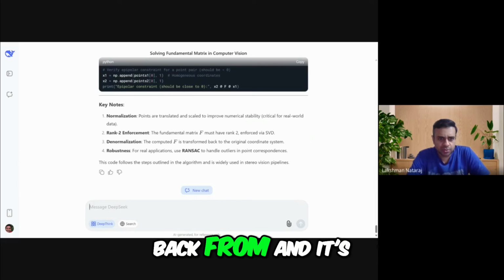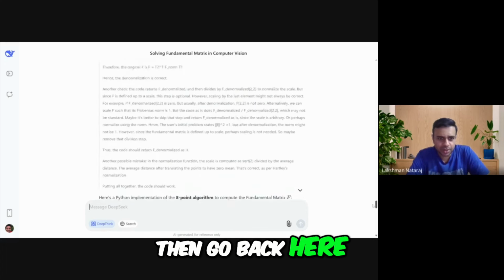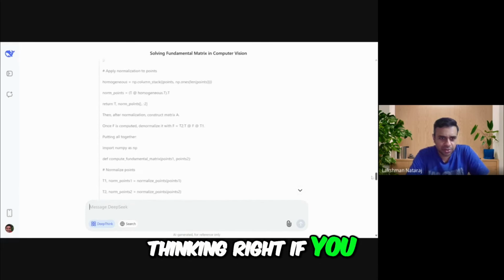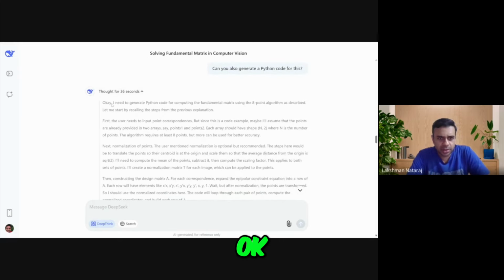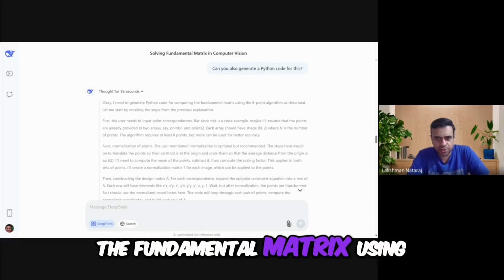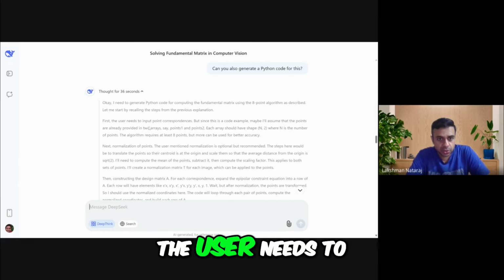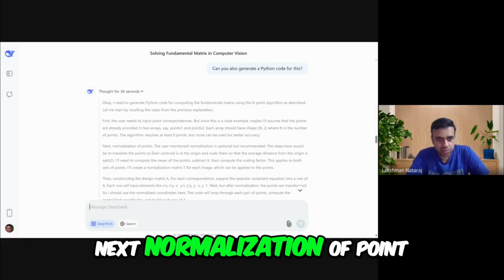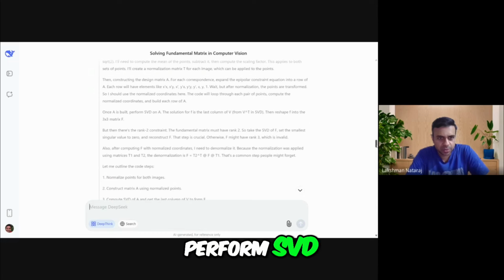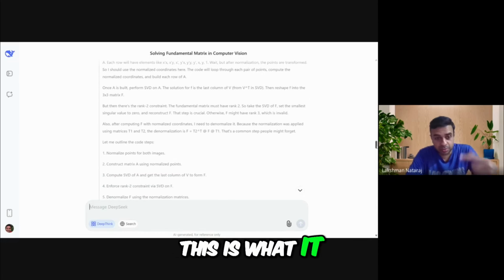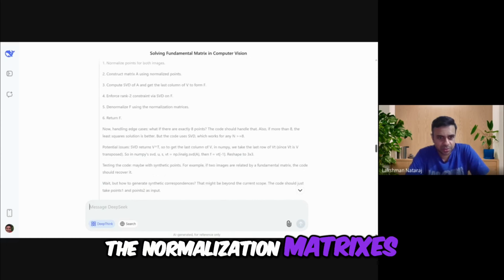So let me go back. For real application use, RANSAC, that's also nice. Let me go to the top and then go back here. First I want to see how it's thinking. If you see here, it says, okay, I need to generate Python code for computing the fundamental matrix using the 8-point algorithm described. Let me start by recalling the steps from the previous explanation. First, the user needs to input point correspondences, next normalization of points, then constructing the design matrix A. Once A is built, perform SVD, and then the rank 2 constraint. This is what it basically said in the previous steps. Then denormalize F using the normalization matrices, return F.